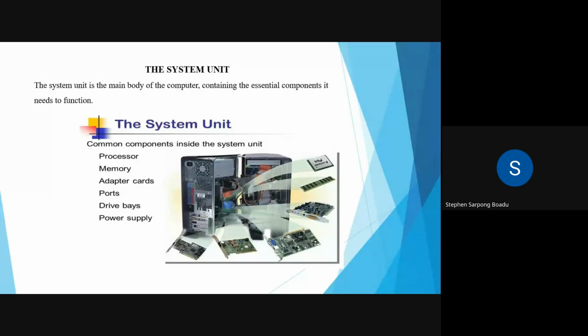Better graphics, or you want a better display or something, you put in an adapter card, and then it makes the computer function better. We also have ports. Ports, as you all know, are where you can slot your mouse, your keyboard, and other things. And then we have the drive bays. The drive bays are slots in the computer where we can install hard drives. So if you want to expand your hard drive, you can input your hard drive in the drive bay.